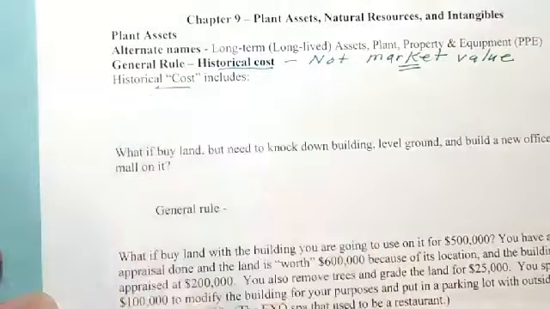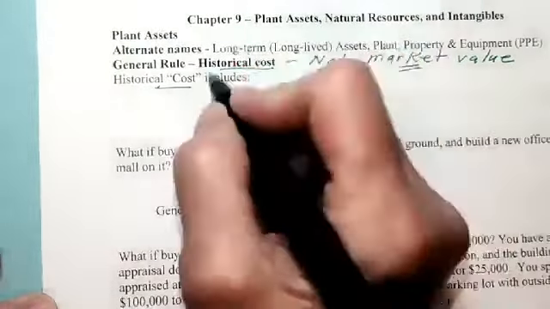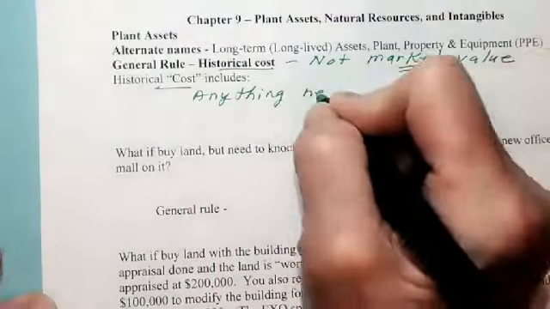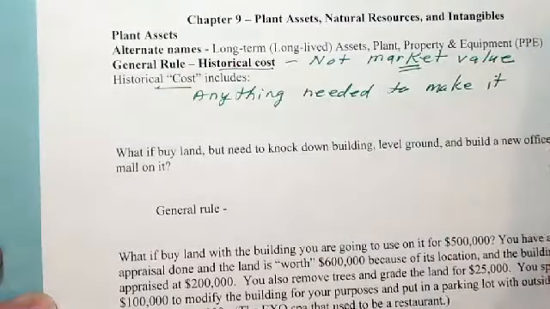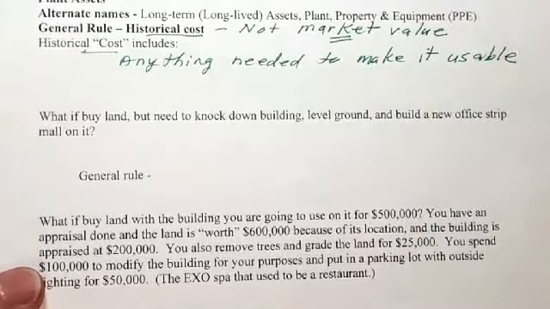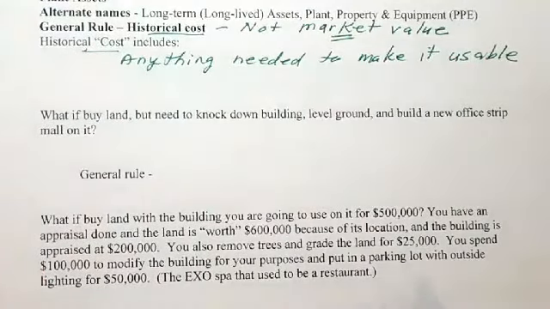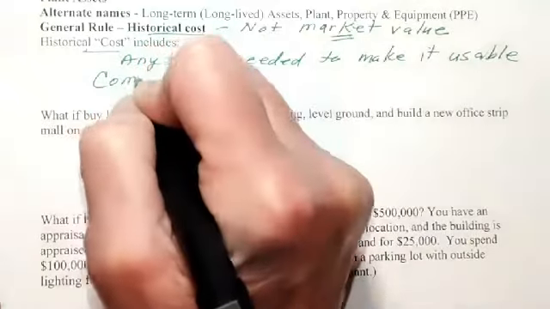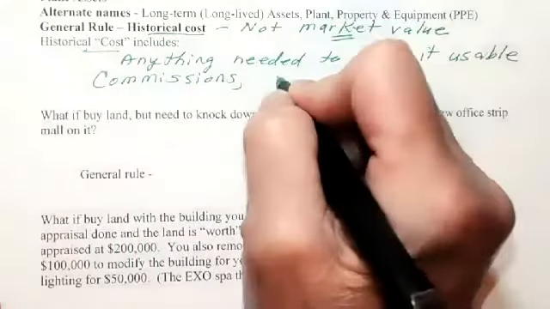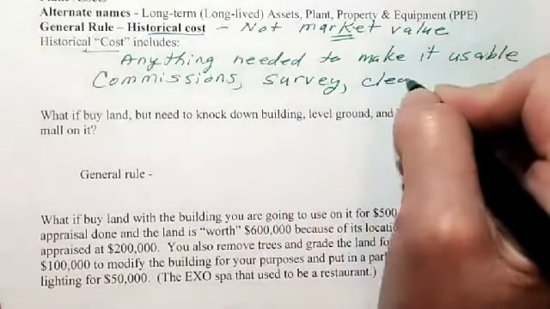But when we say historical cost, that's the cost to buy your building or your car. It includes anything you need to do to make it usable for your company. If I buy a truck and I have them wrap it to get that sign around the whole van, that would go into the cost. If you're buying a house, you might have to pay some commissions. If you're buying land, you might have to do a survey. You might have to clear some land.